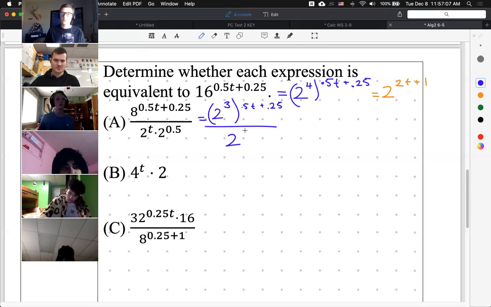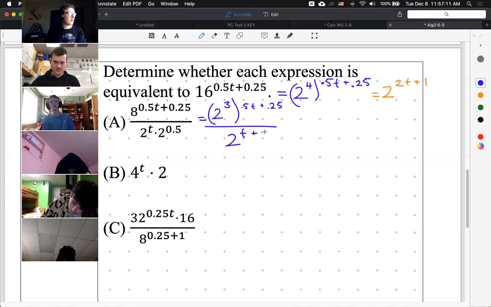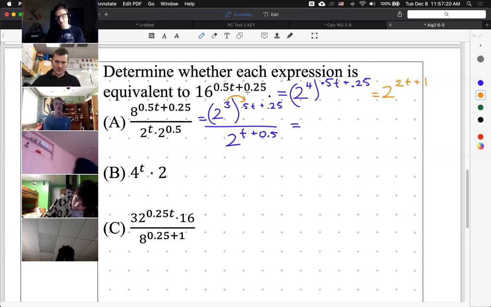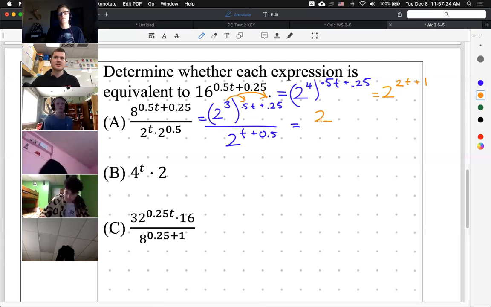It would be 2t plus 0.5. There it is. Nice. Okay. And then for this numerator, I can simplify that as well. Kind of the same step that Wyatt did where he distributed the 3 into both of these two terms. That gives us 2 to the power of what?